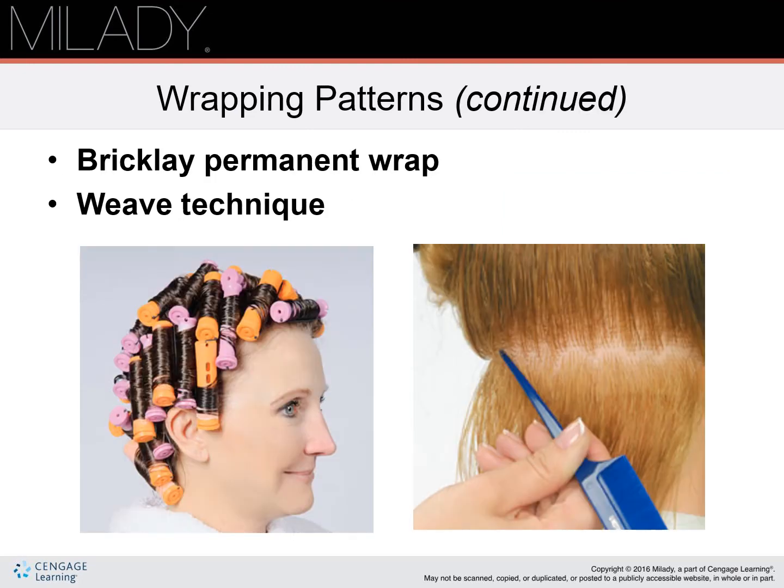Okay, a brick-lay permanent wrap. This is very similar to the actual technique of bricklaying. Base sections are offset from each other, row by row, to prevent noticeable splits and to blend the flow of the hair. It can be used with a variety of sectioning, base control, base directions, wrapping techniques, and perm rods.